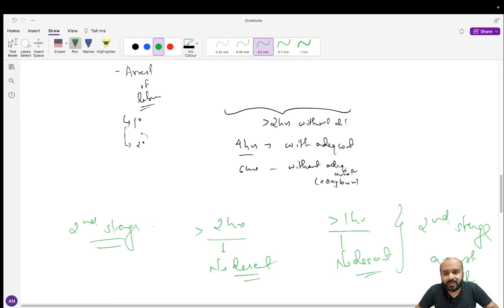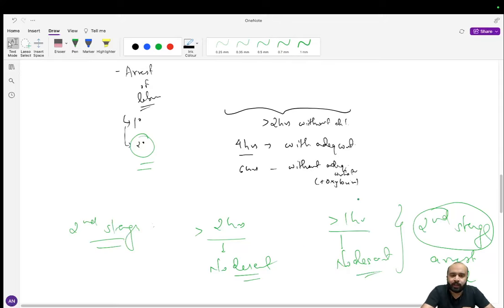Remember, there is a difference between secondary arrest of labor and second stage arrest of labor. Secondary arrest is in your first stage of labor, whereas second stage arrest is happening in your second stage. So these are the various definitions of your labor dystocia.